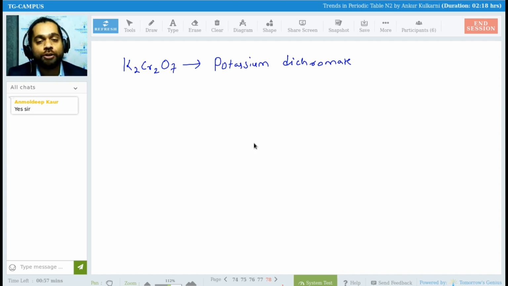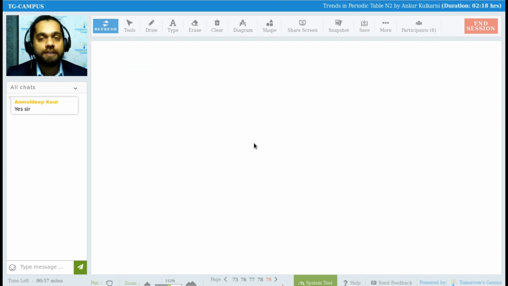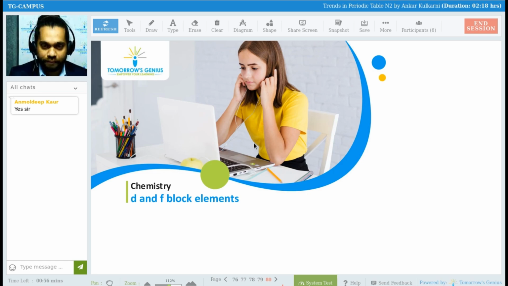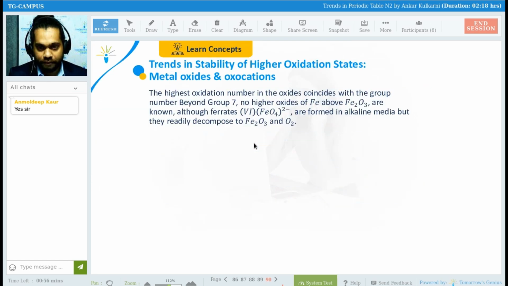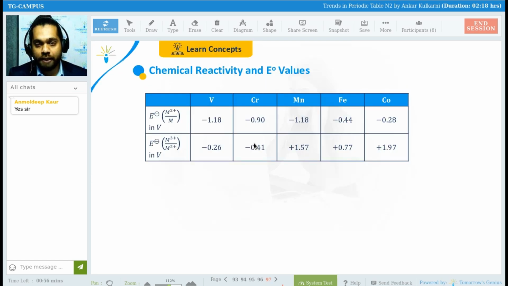Now, potassium dichromate. So you have different compounds to study. One of them is the oxides of chromium, that is potassium dichromate. So you have preparation, you have properties. Just a minute, I have one PPT for that. Just a minute, everyone. Potassium dichromate, K₂Cr₂O₇.